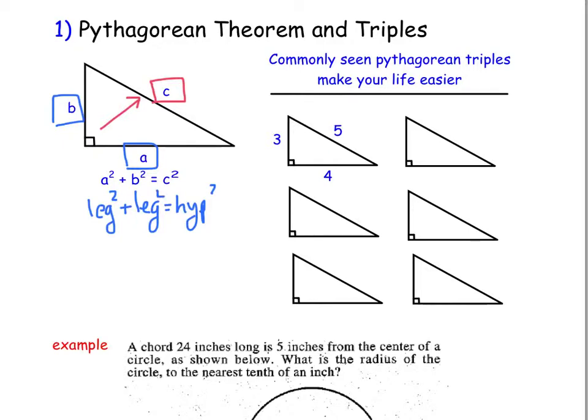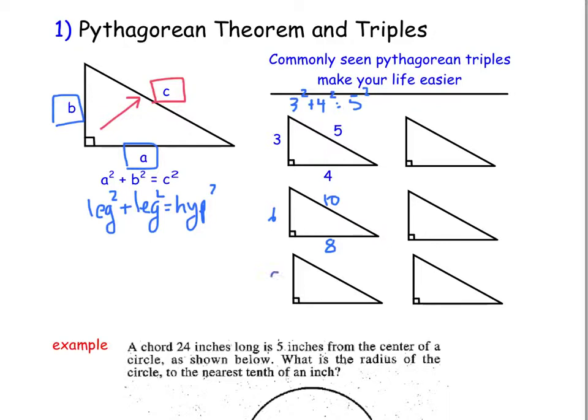Common triples you're going to see, 3, 4, 5 is the most common. You know 3, 4, 5 works because 3 squared plus 4 squared equals 5 squared. So that's common. 3 squared is 9, 4 squared is 16, and 5 squared is 25. So 9 plus 16 makes 25. Other multiples of that particular triple that you see often are 6, 8, 10. So that's a multiple of 3, 4, 5. So 3 times 2 is 6, 4 times 2 is 8, 5 times 2 is 10.